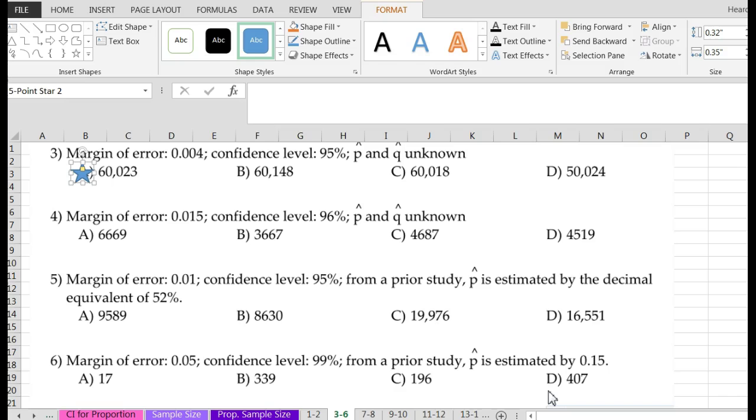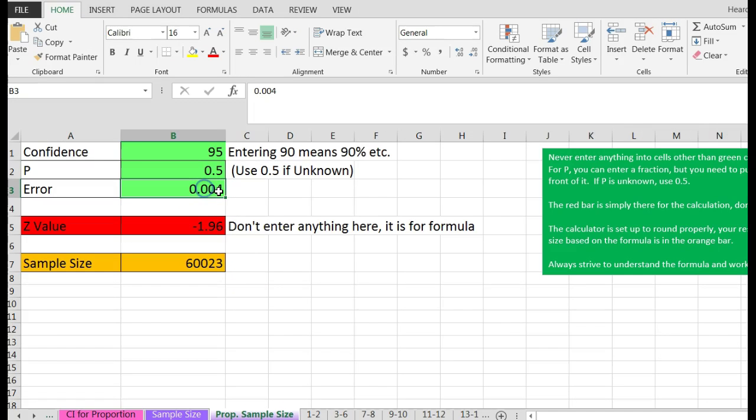Number 4, margin of error 0.015. Confidence level 96. P and Q are unknown. All right, let's find that sample size. 0.015 is the margin of error. Confidence level in this case was 96%. P and Q were unknown, so I put a 0.5 there.